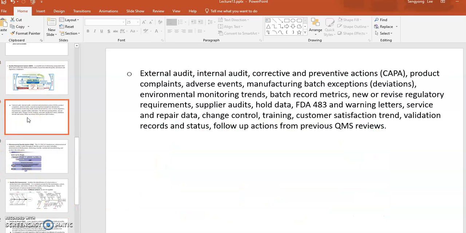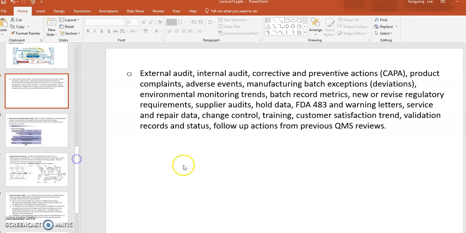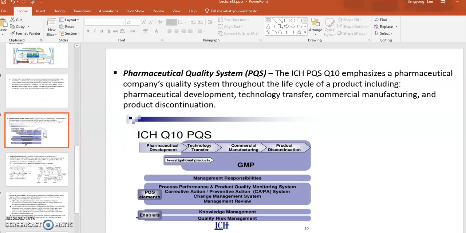Okay, and then external audit, internal audit, CAPA, corrective and preventive actions, product complaints, adverse effect, manufacturing batch exceptions like deviations, and environmental monitoring trends, batch record metrics, new or revised regulatory requirements, supply audits, hold data, FDA 483, warning letters, service and repair data, change control, training, customer satisfaction trend, validation record and status, follow-up actions from previous QMS reviews. All those things are important. That's why they are all listed here for your QMS, of course.